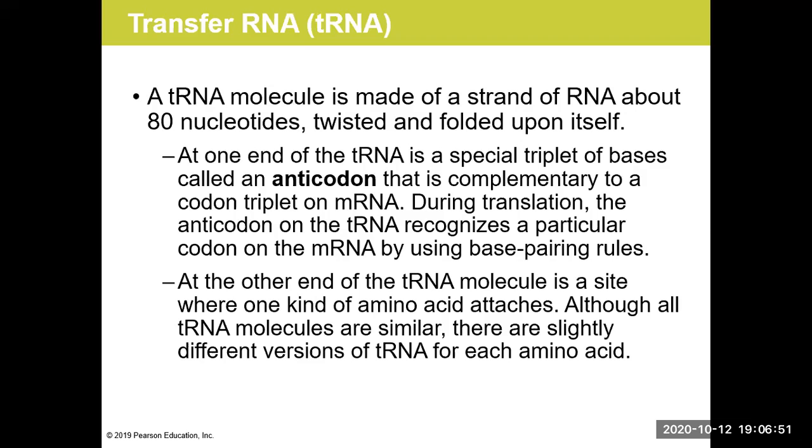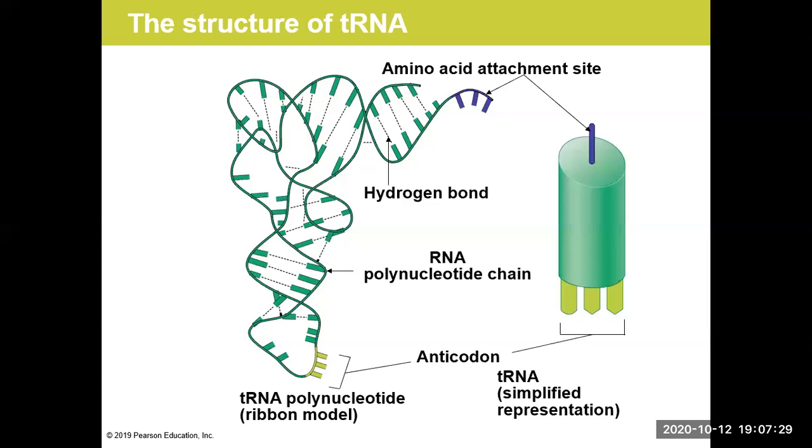A tRNA molecule is made up of 80 nucleotides of RNA twisted and folded upon itself to form an inverted L shape or a clover leaf. On one end, the tRNA molecule has a site to which a particular type of amino acid attaches; only one type of amino acid will attach. Although all tRNA molecules are similar, there are slightly different versions of tRNA for each type of amino acid that it will carry. This figure shows the structure of tRNA with the anticodon and the amino acid attachment site.